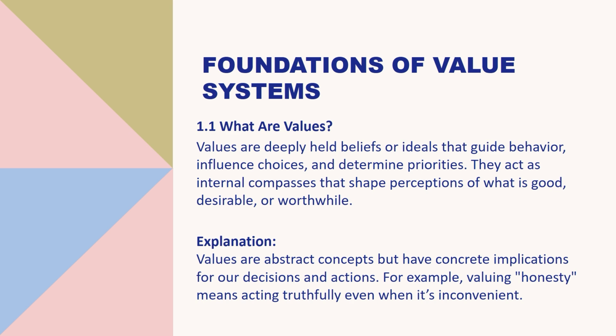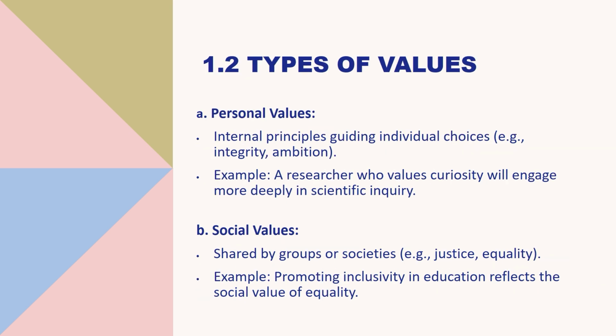Values are abstract concepts but have concrete implications for our decisions and actions. For example, valuing honesty means acting truthfully even when it is inconvenient. Types of values. First, personal values are internal principles guiding individual choices, that is the integrity and ambition of the people. Example, a researcher who values curiosity will engage more deeply in scientific inquiry.